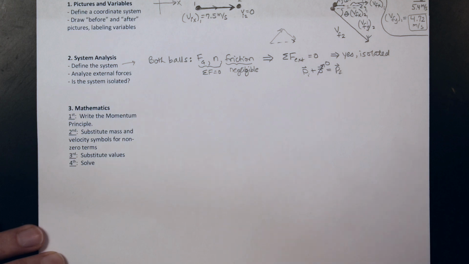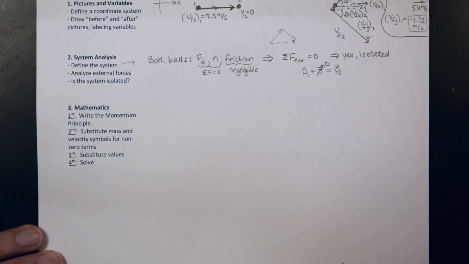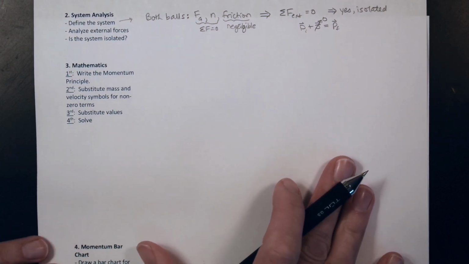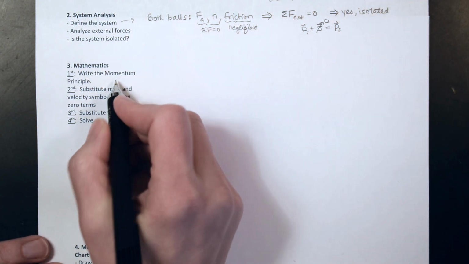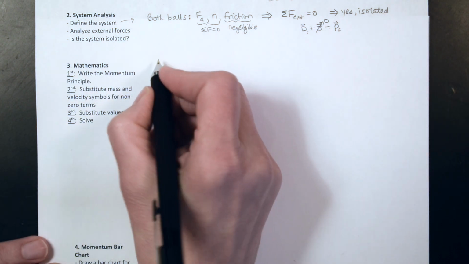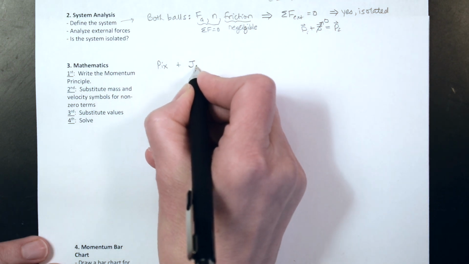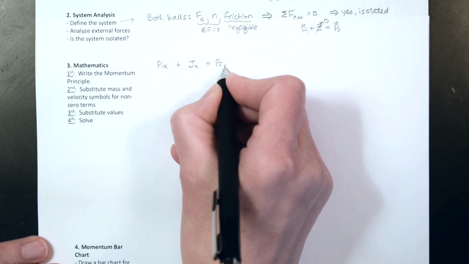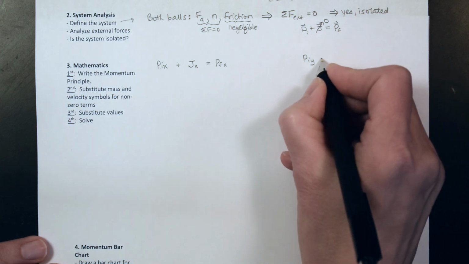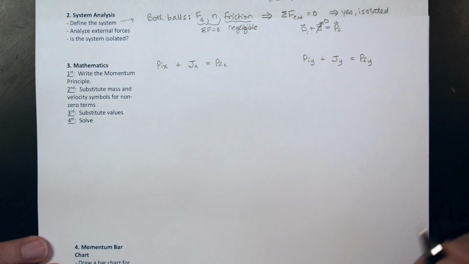You can decide when you do these kinds of problems if you want to draw the bar chart at this point or at the end. So for the mathematics, we're going to write the momentum principle for both directions. What I want to see is all of these steps. For the x direction, the initial x momentum plus the impulse in the x direction equals the final x momentum. And for the y direction, the initial momentum in the y direction plus the impulse in the y direction equals the final momentum in the y direction.